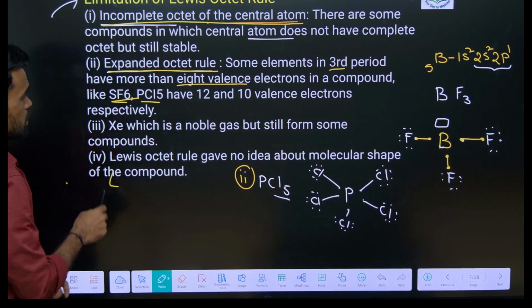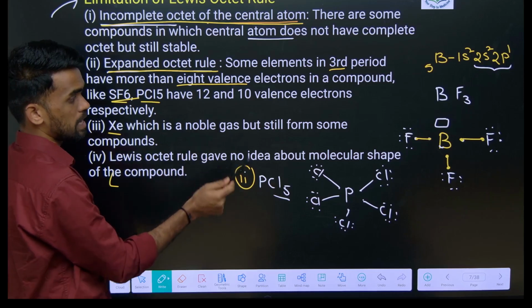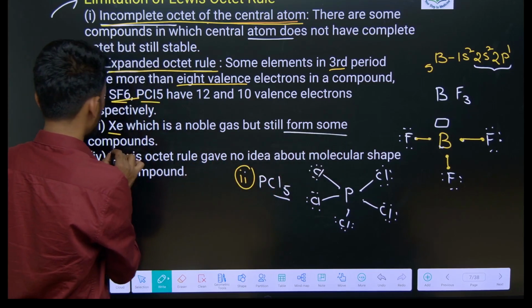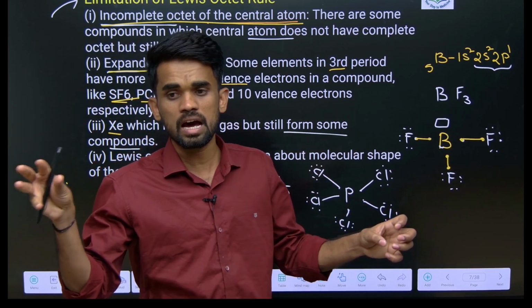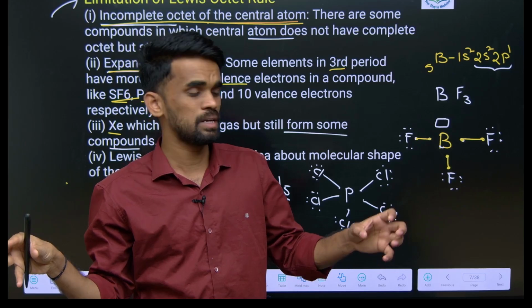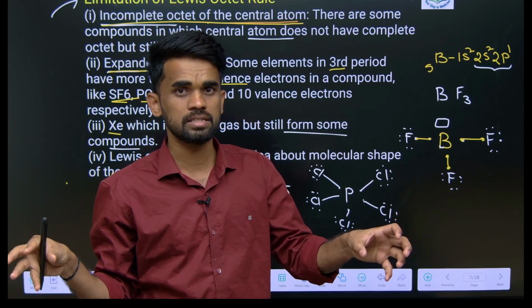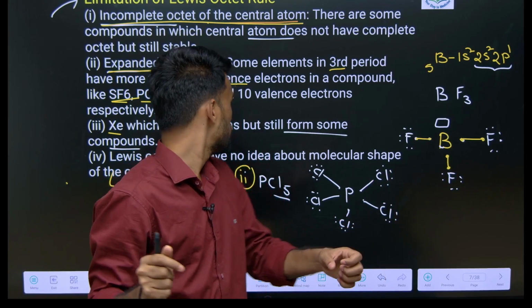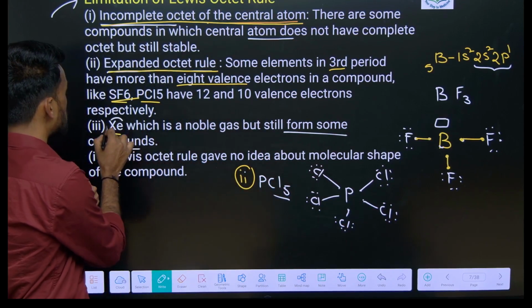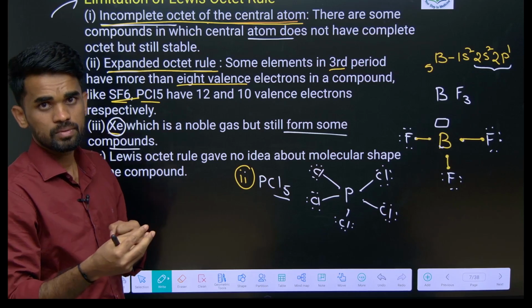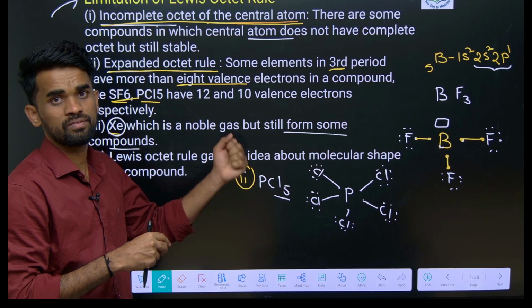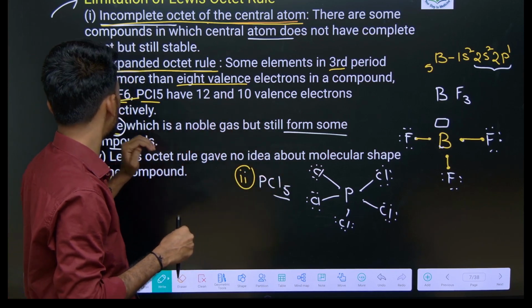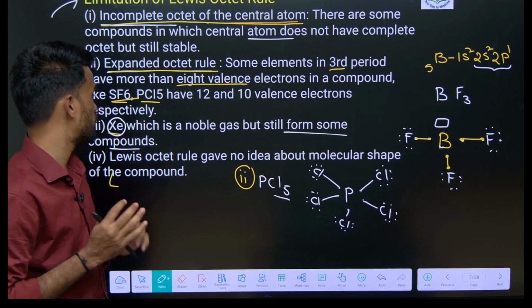Then next, see xenon, which is a noble gas but still forms some compounds. What he said was that all the elements attain noble gas configuration because all of them have less stability when compared with the noble gases. Therefore, according to him, xenon should not react with any of the elements, because it is a stable noble gas, right? But it shows some reactivity which was not explained by him. Therefore it is also considered a limitation of his explanation.